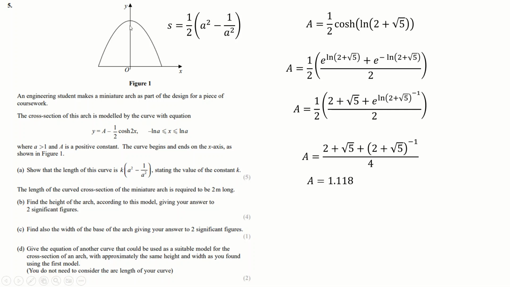Now that's not just the y. You're looking for the height of the arch. A isn't just this thing here, because of course when x is 0, substitute x is 0 into here. Cosh of 0 is 1. So actually your y coordinate here is going to be a minus a half times 1, or a minus a half. And a was this, so we take away a half and we get this to 2 significant figures.